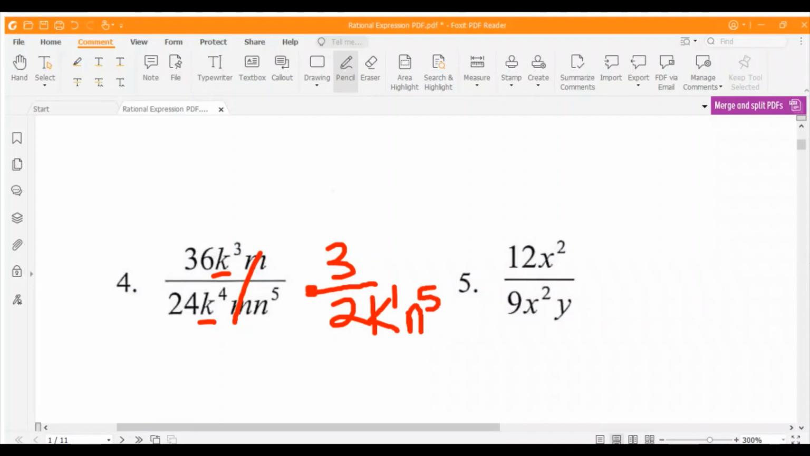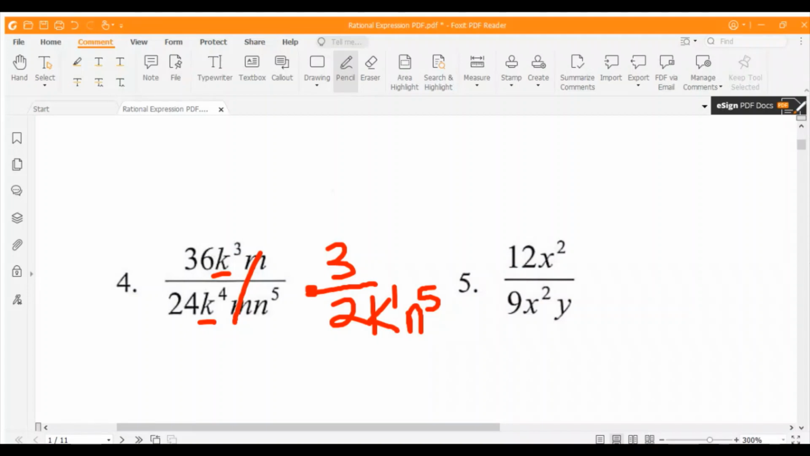Now, you don't have to have the 1 exponent next to the k because it's understood to be to the power of 1 if you just have a variable by itself, but it doesn't hurt to have it there, right? So this would be simplified to 3 over 2k times n to the power of 5, all right? And you can practice this so on and so forth in a few different ways.